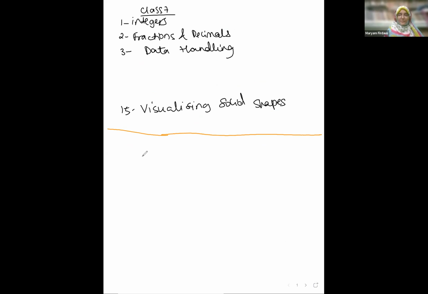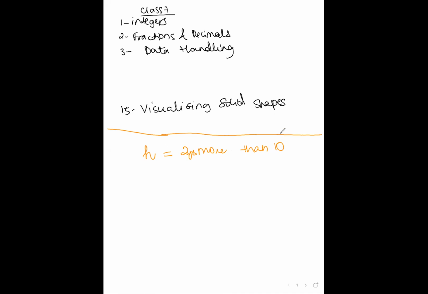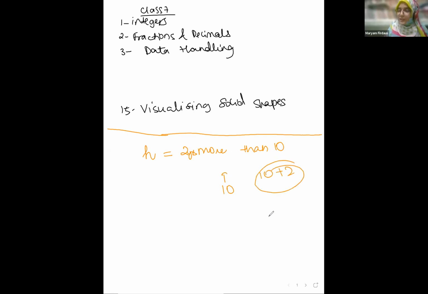Hiba's age, I'm going to call it H, okay? Hiba's age is 2 more than 12. Or if I say Hiba is 2 years more than 12. I'm sorry, not 12. What am I saying? More than 10. Get it? Hiba's age is 2 more than 10. So Hiba's age is not 10. It is 2 more. So 10 plus 2. Understood now? Yeah, I understood.